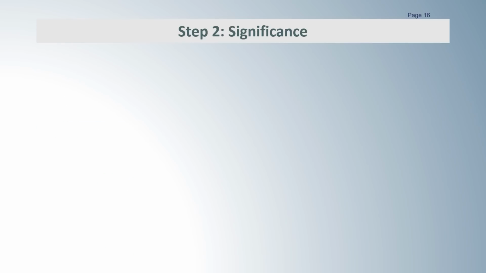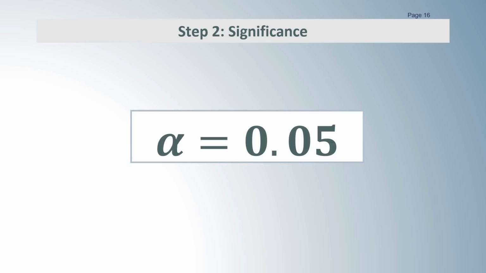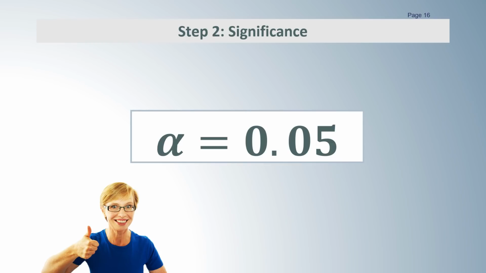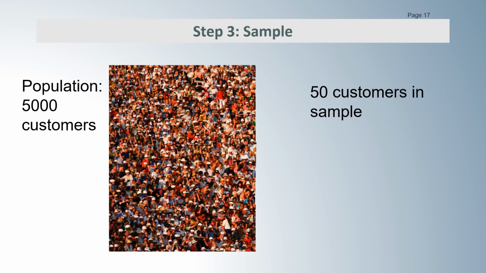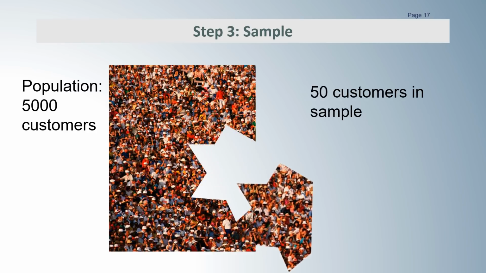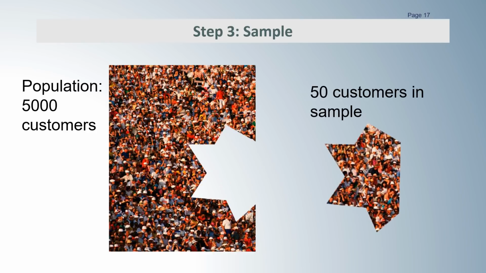Step 2. Choose your level of significance. We choose alpha equals 0.05. Step 3. Take a sample. Helen took a random sample of all her customers. The population is the 5,000 customers on Helen's database, and the sample is the 50 people she asked.